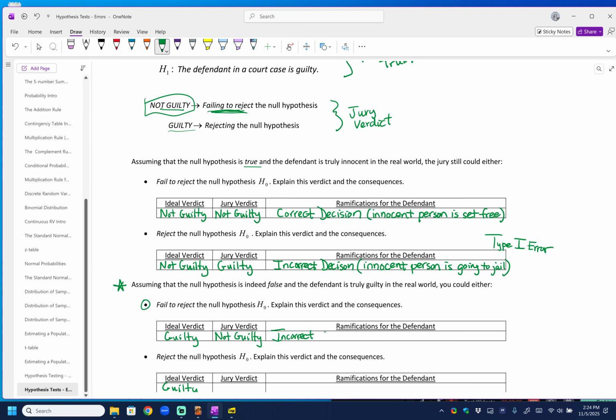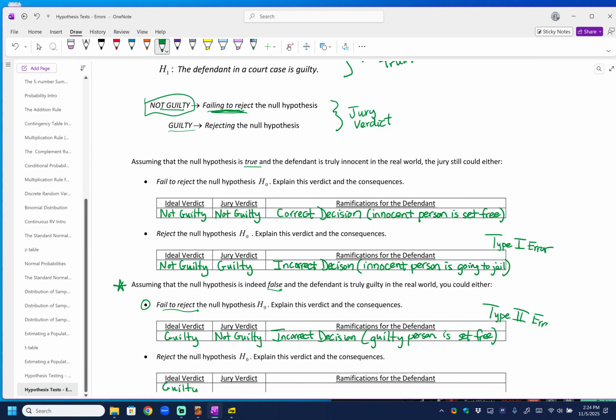What are the ramifications now? A guilty person is going to be set free. So my hope is when you read that, you immediately internalize that and think, man, that's not good either. That's terrible in terms of an outcome. So one small thing, remember, if we fail to reject a false null hypothesis, we call that a type 2 error.